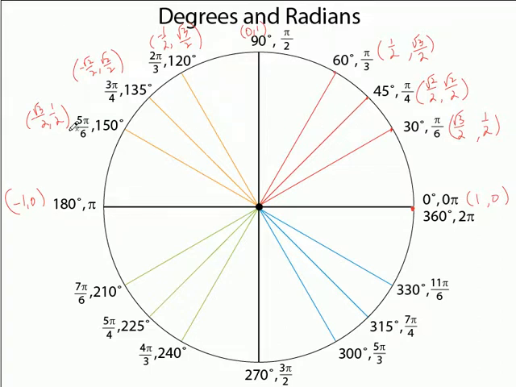Positive 1/2. Okay, so when you have them written down like this, you can just look at it, and it's pretty easy to see, isn't it? Yeah. All right.